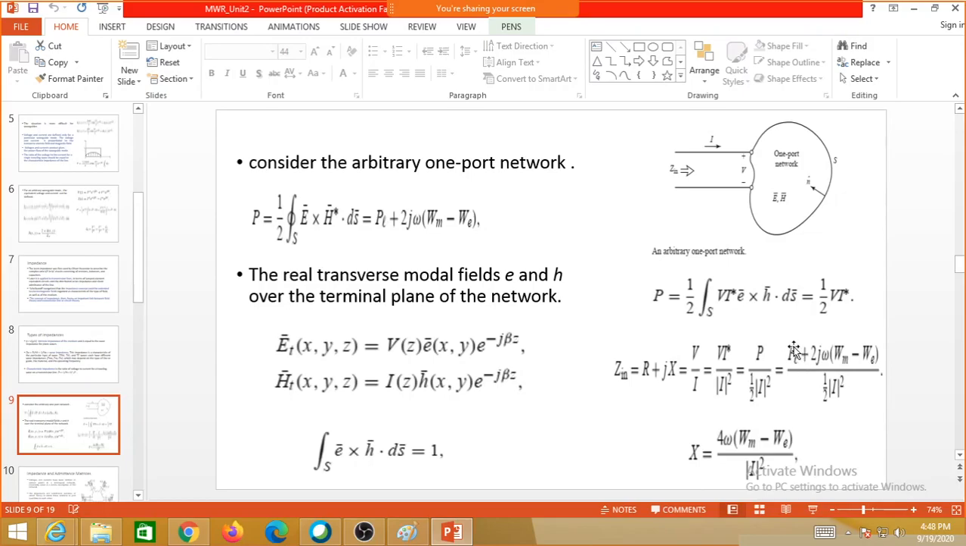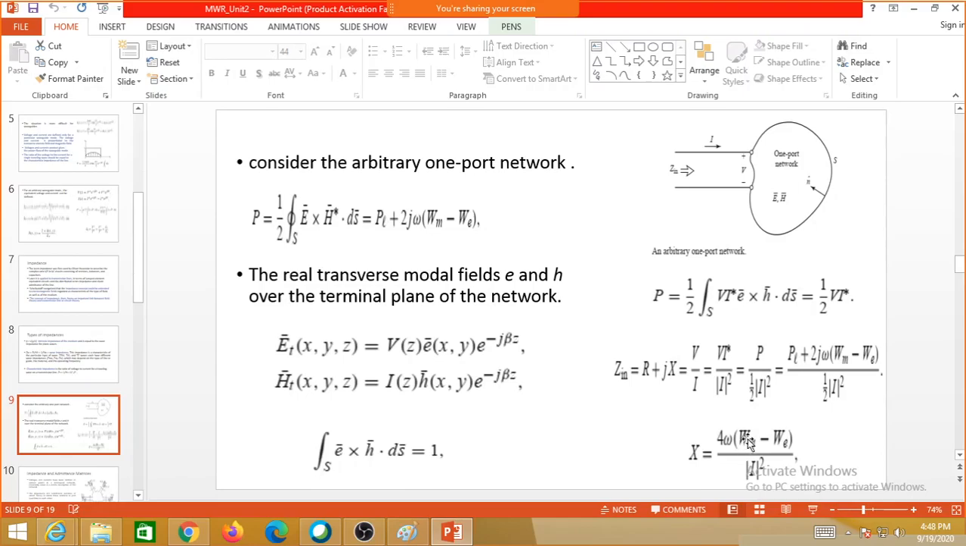Okay. Now if you take the network as completely lossless, meaning there is no loss of power in the network, then PL becomes 0. Then only the reactance part remains, and the numerator becomes 4 omega into (WM minus WE) by I square. Here WM is the magnetic stored energy and WE is the electric stored energy.